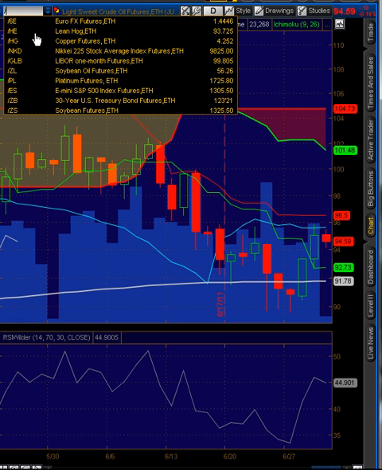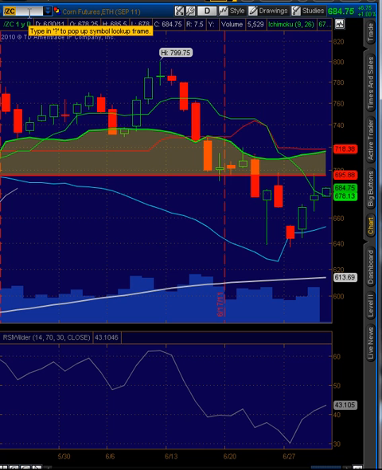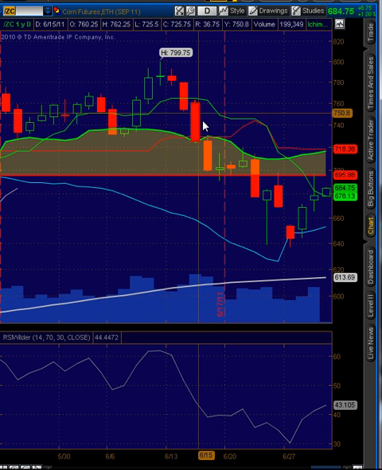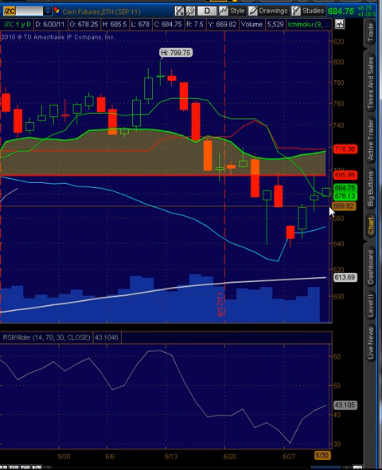Let's take a look at corn. Corn futures has been in a downward spiral. It tried to break that spiral. Again, we have an inside day like we did in the crude oil. I believe a grain report or something is going to be coming out shortly.